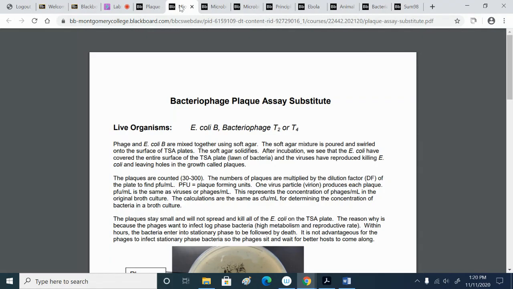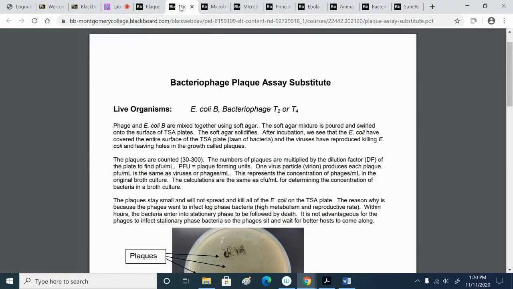So it's exactly the same as what we did when we diluted our bacteria and counted colonies. The exact same procedure, except that we need to use a host, E. coli, to grow our phage. But otherwise, all the dilutions, all the calculations, everything is the same.